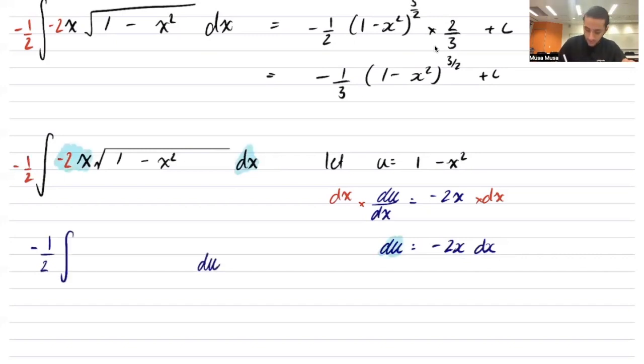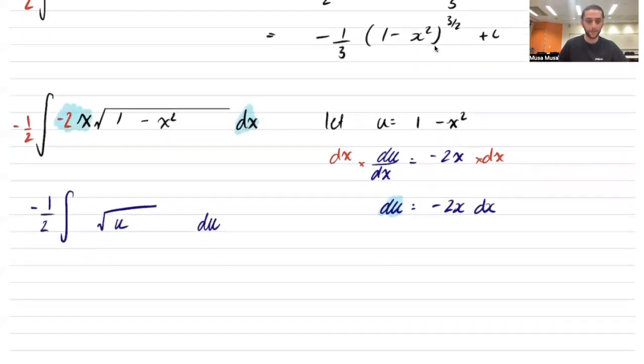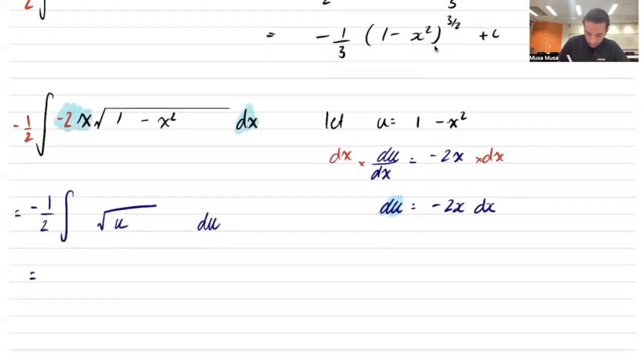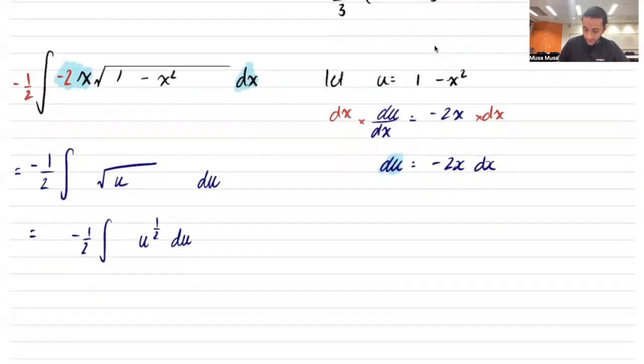And then the square root of 1 minus x squared is u, so the square root of u. This is going to be minus a half times the square root of u. And now it's just like normal integration, like normal power rule. You just add 1 to the power, divide by the new power.